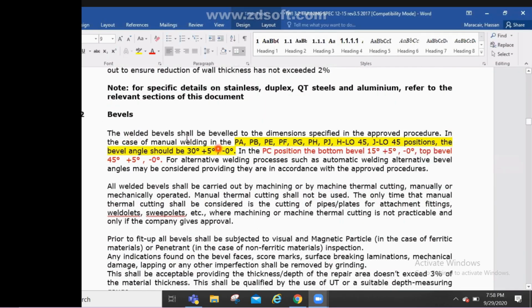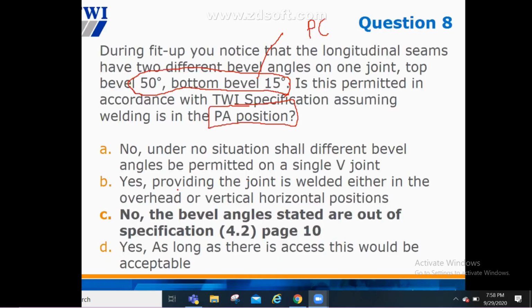Bevel. So weld bevels shall be beveled to dimensions specified in the approved procedure. In the case of manual welding, PA, PB and so on, 30 plus 5. All right. For the PC position, they ask for 15 plus 5 for the bottom and top bevel 45 plus 5. So these 45 plus 5 or 50 and 15 here only apply for the PC position. They're not referring this to the PA position. PA position is only allowed 30 plus 5. So that will give us the answer of C. Yeah? It's not mentioned in the spec.